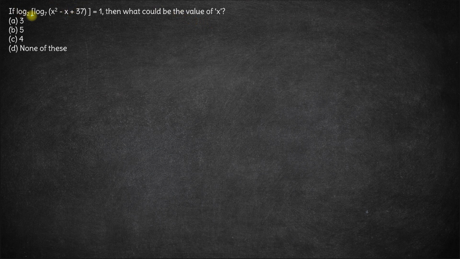Hi, here we have log of this whole thing base 2 is equal to 1, then what could be the value of x? Well, this is a very straightforward question where we will be using the property of logs. So we have log of something base 2 is 1. So let's convert this into the exponential equation. If we know that log of a base b is, let's say, x, then converting it into exponential equation, the number a will be equal to base b to the power x. Correct? We have this.